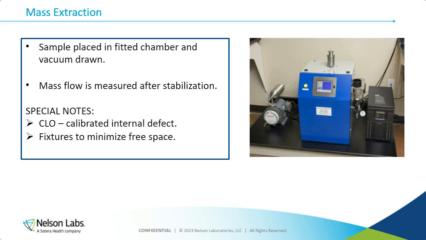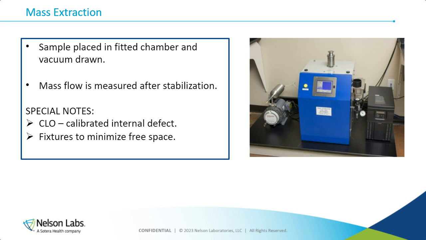For these vacuum-based methods, I'm going to put my sample in the chamber, and then I'm going to draw a vacuum. I have to evacuate all the air around the sample, so get all the extra air out of the chamber, get it to stabilization, and then I can measure something with my detector. With mass extraction, I'm measuring mass flow.